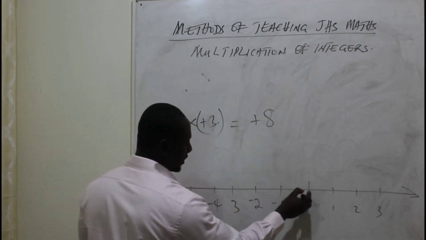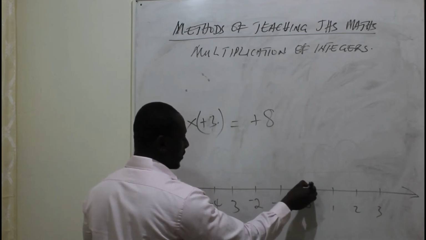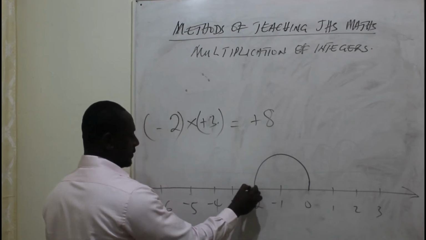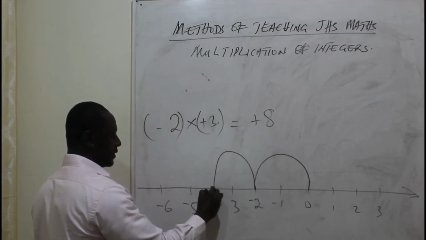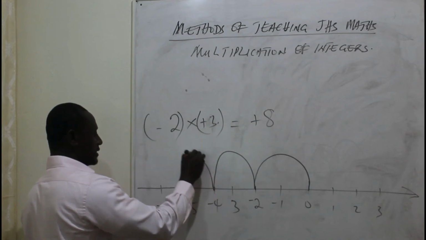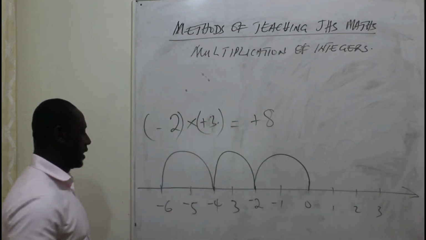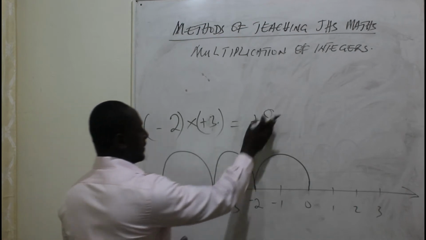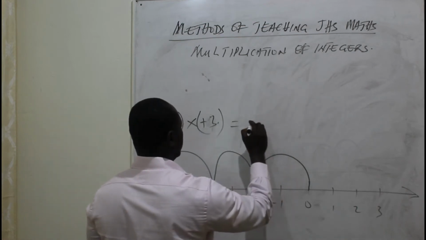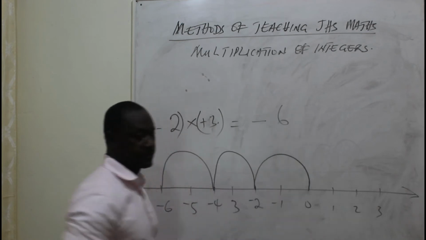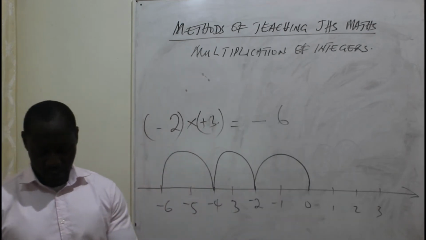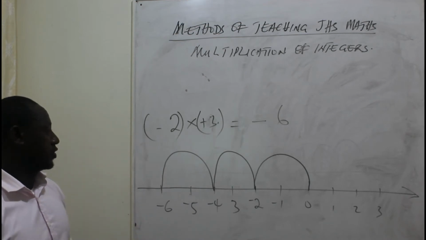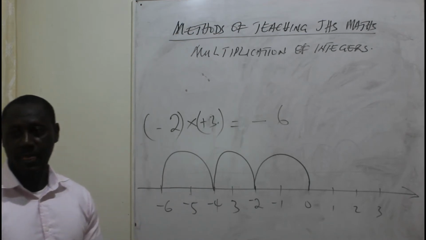So they will begin from 0 here and jump 2 steps away. The first step is 1, landing on this. The next jump, then the last jump. And you will notice that negative 2 times positive 3 is giving you negative 6. So these are the ways that we are going to guide our kids to do most of these things.